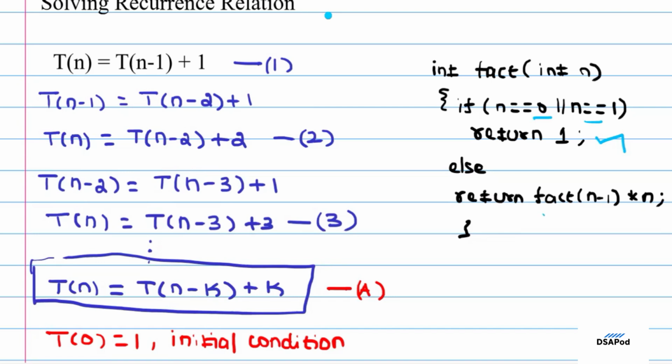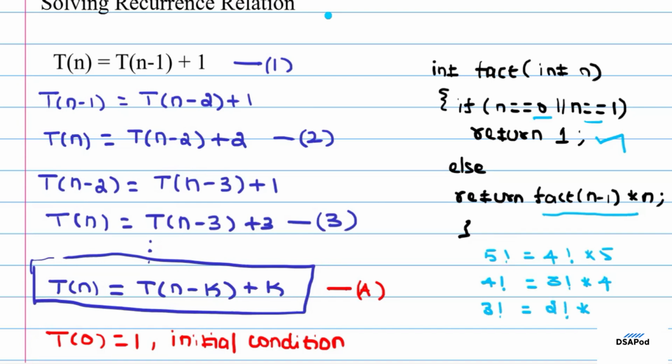And we have the recursive call, fact of n minus 1 star n. For example, if you want to find 5 factorial, you can say it is 4 factorial star 5. And further, 4 factorial is called as 3 factorial star 4. 3 factorial is given as 2 factorial star 3. So this is how it is written here.